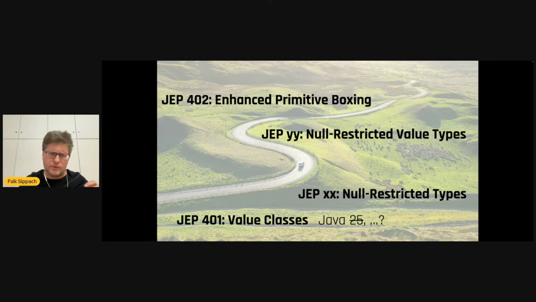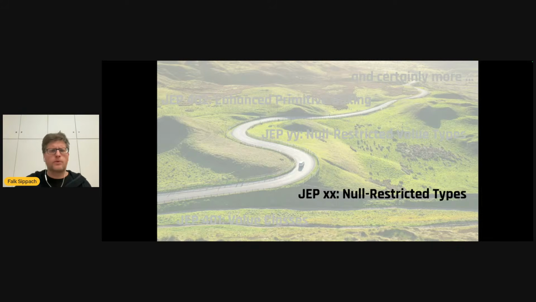We want to use the value objects as generic parameters in our collections, for example. And there will be some more. We don't know yet, but I think in the next few years, so maybe next year, they start with value classes, and then each further year they will introduce some more concepts like null restricted types, like enhanced primitive boxing, and there will be some more we don't know yet. So let's have a look what null restricted types are all about.